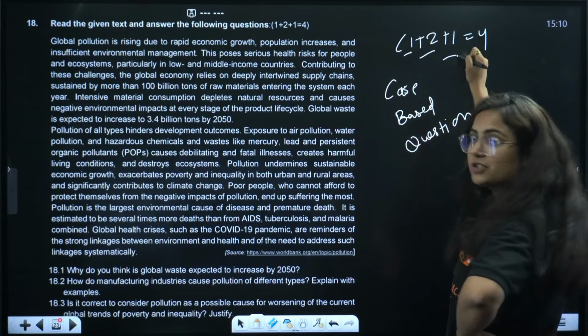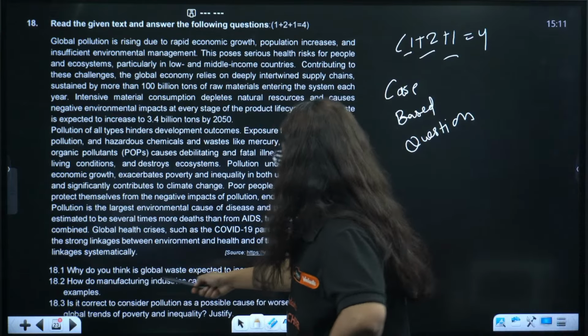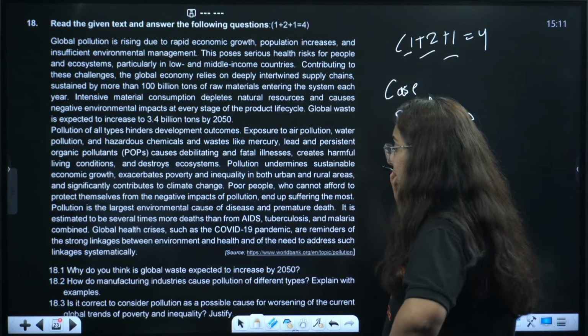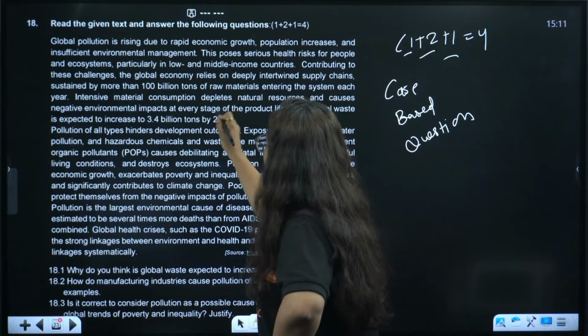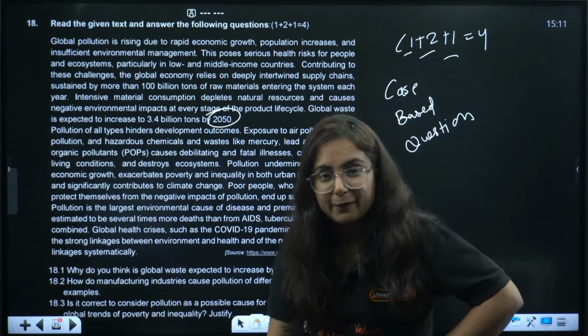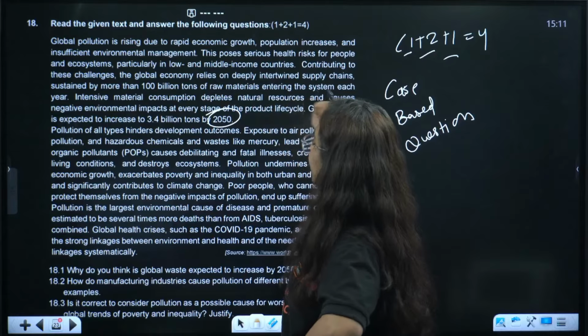Let us read it. What do you think is global waste expected to increase by 2050? Now, ma'am, if I will be reading this extract, my time will be wasted. What the question says? What do you think is global waste expected to increase by 2050? Read it and find where is 2050. This is 2050. I would suggest you to read 2-3 lines above this 2050 and understand it.